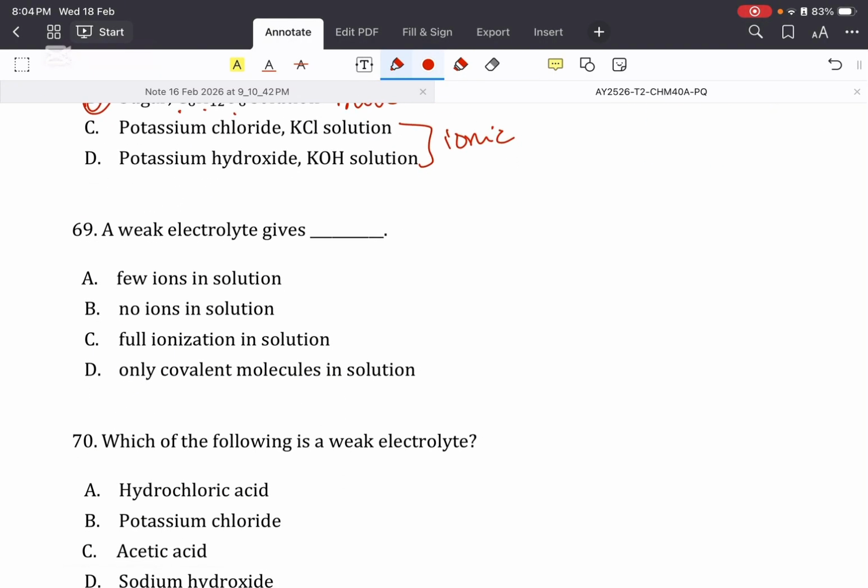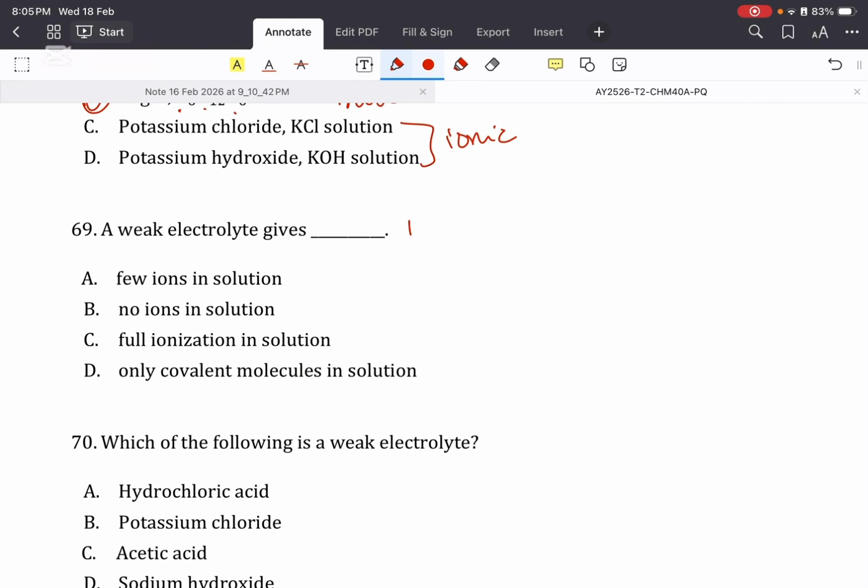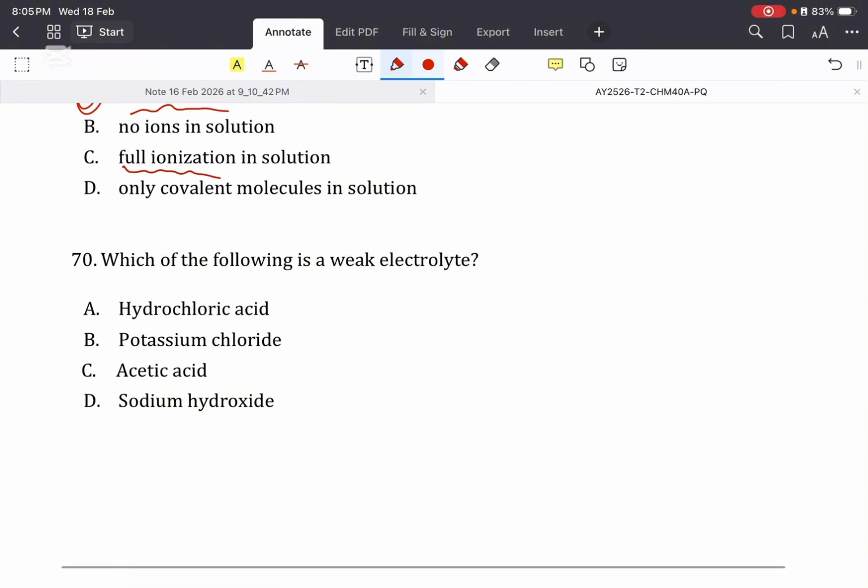Again, a weak electrolyte ionizes partially. So it's going to give me ions, but the ions are going to be just a little bit in the solution, not full ionization. So just a few. Now, which of the following is a weak electrolyte? Now, I want to point at something here.